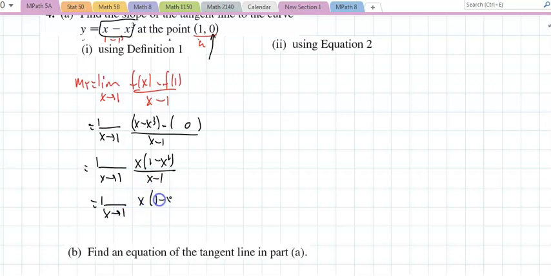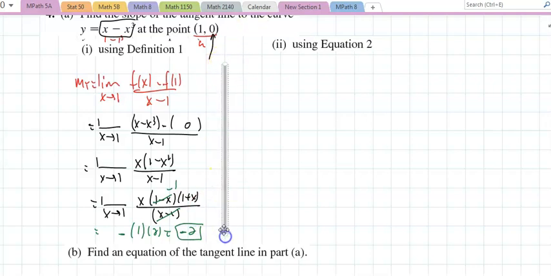I could factor the top into the difference of squares. And what happens when I cancel opposites? I get a negative 1. So that would be a negative. Throw the 1 in, 1 plus 1, which is 2. That limit is a negative 2. Got it. And that's basically it.